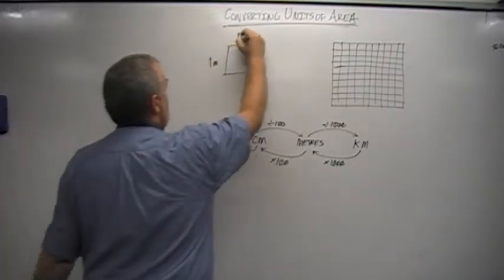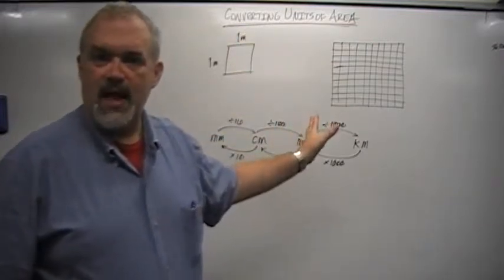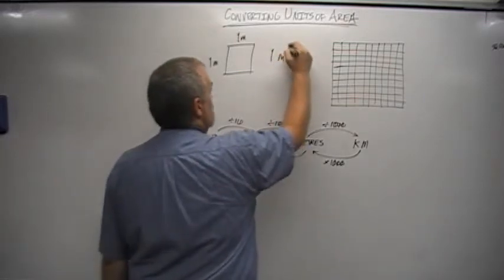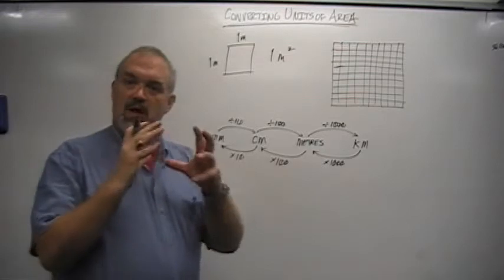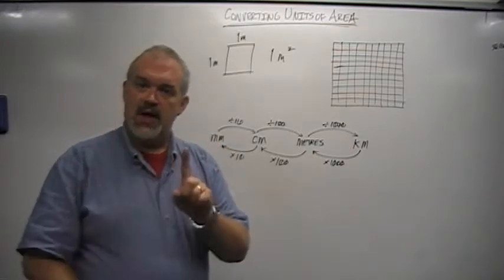Now, let's change our discussion slightly, and say that the square was instead 1 meter on a side. How many square meters is that? 1 times 1, 1 meter squared. And we put a squared on there because we're talking about square units, not just units of length. Two dimensions instead of one.